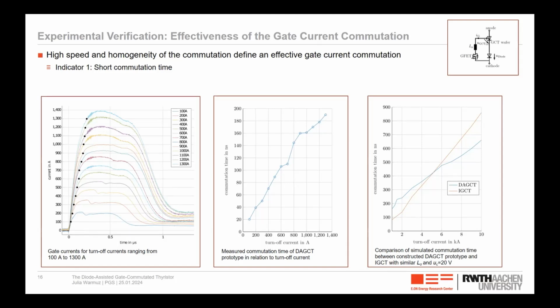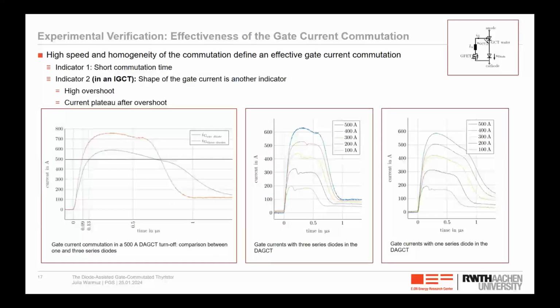And I used a capacitor voltage of 20 volts, and it also remained constant, so I neglected the internal resistance of the capacitor. So I could see that the commutation time above 5 kiloamps is faster for a DAGCT than an IGCT. And in reality, probably it will be somewhere here, because we have all the nonlinearities in an IGCT, which I didn't consider here. So yeah, we have a pretty short commutation time.